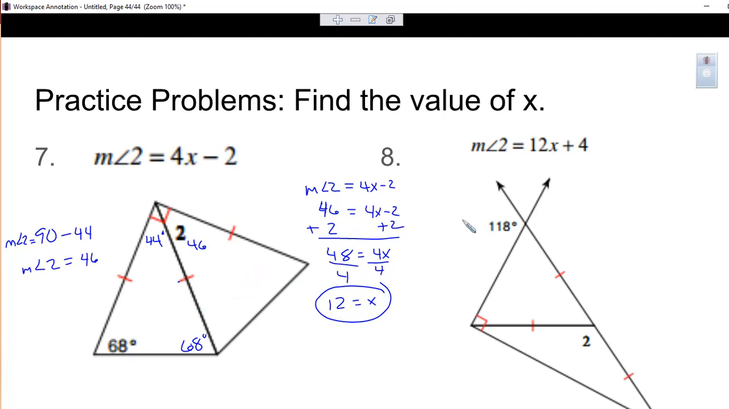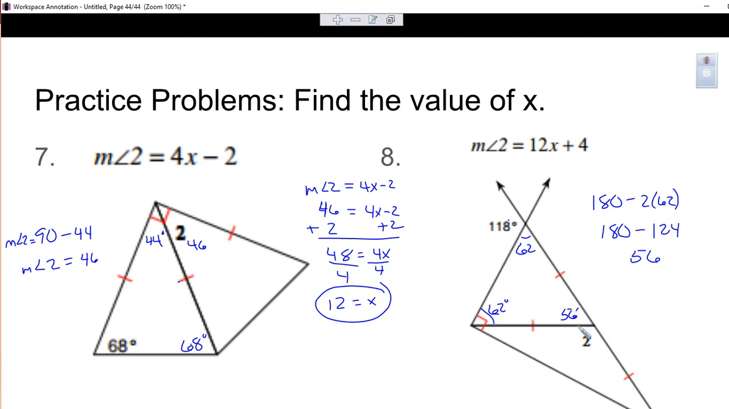So let's look now at number 8. They give us that this is 118. And so I have to recognize I have a linear pair with this exterior angle. So I'm going to subtract it from 180 and I get 62. Now this is also 62 over here because these are base angles. And then we need to find this vertex angle. So we're going to take 180 minus 2 times 62. 180 minus 124, and that's going to give us 56. So 56 is this angle measure here.